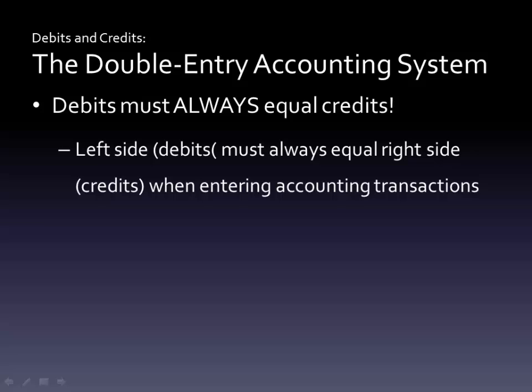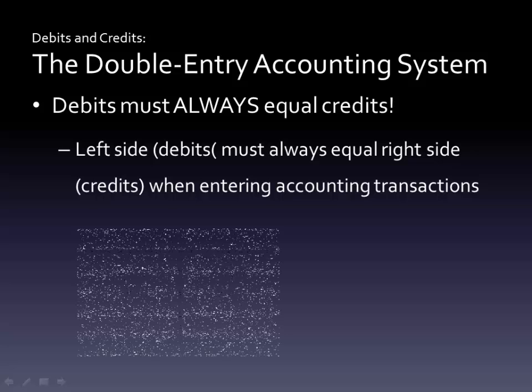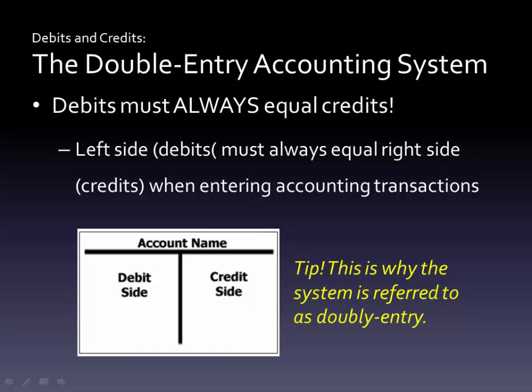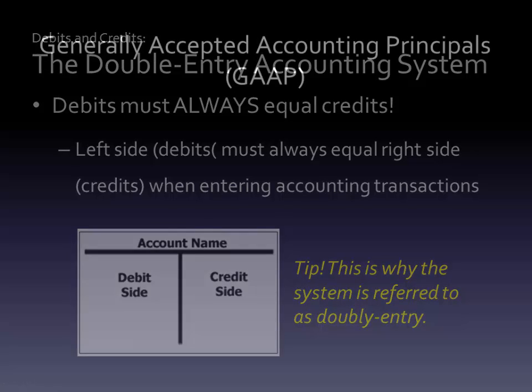So the left side of a T account. When we look at a T account, I'm going to draw one up on the board here really quick. It's a T account. We have debits. We have credits. They always equal each other. If we do something to the left side of the T account, we always have to do something to the right side. For those of us who are confused because we haven't taken accounting, don't worry, we'll get through this. I'm just giving you some of the basics. So this is why systems are often referred to as double entry, because the debits have to equal the credits.